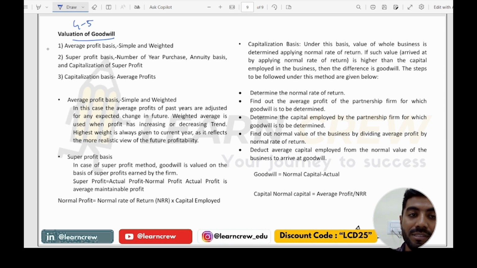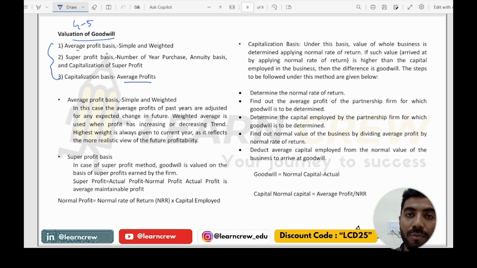There are basically 3 methods. That is average profit basis. In average profit, we have simple and weighted. Then we have super profit basis. Here we have number of years' purchase, annuity basis, and capitalization of super profit. Then we have capitalization basis, that is based on average profits. First we'll see average profit basis, simple and weighted, both are there.